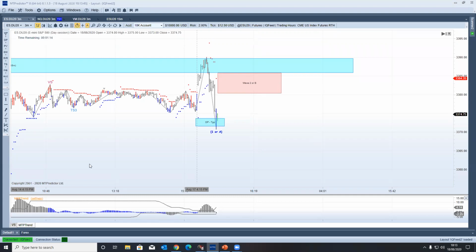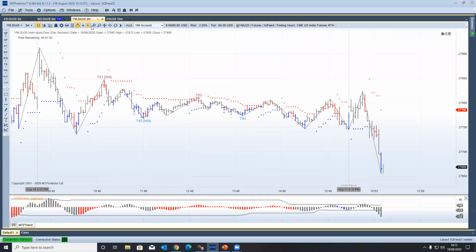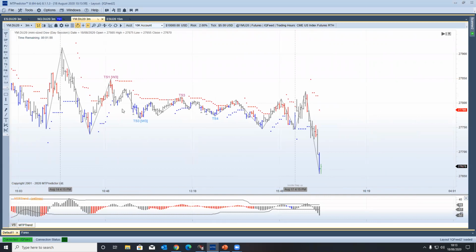Looking for basic symmetry. So again, this is what the whole MT predictor is about. We're only looking to try and trade when we get the patterns coming together. The YM was quite a great example over the last couple of days. Yesterday was a really choppy, horrible day. Look at this: chop, chop, chop, chop, chop.